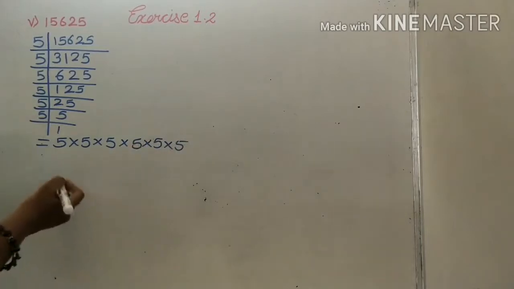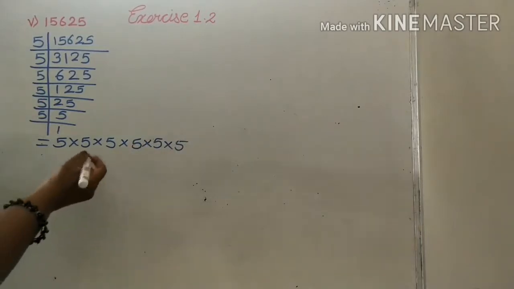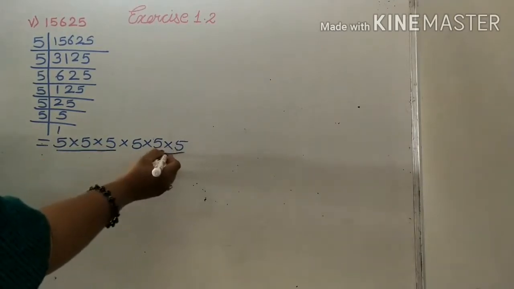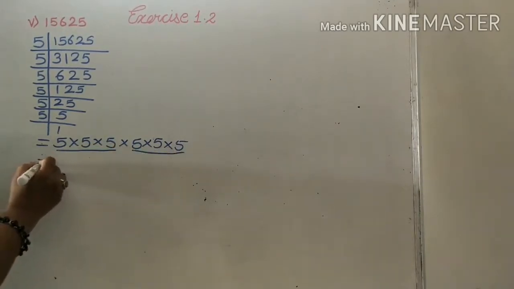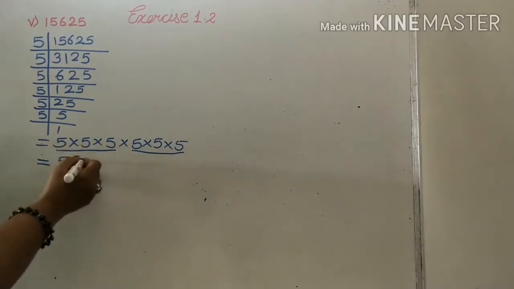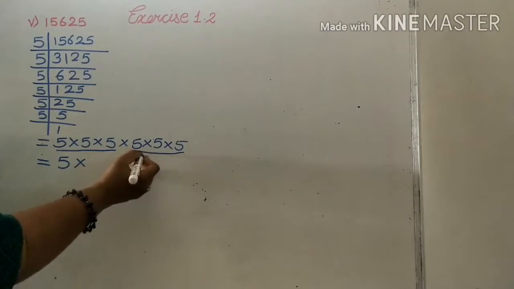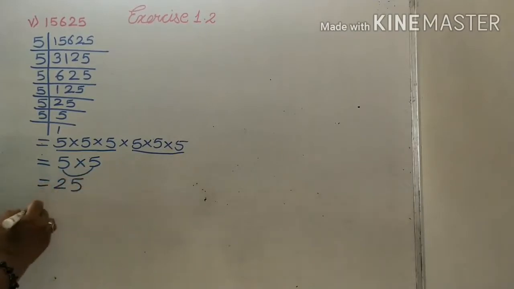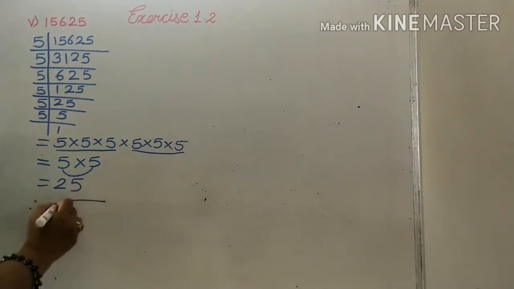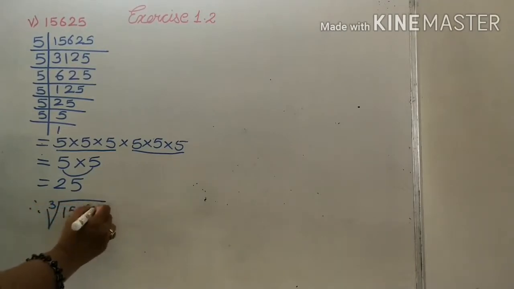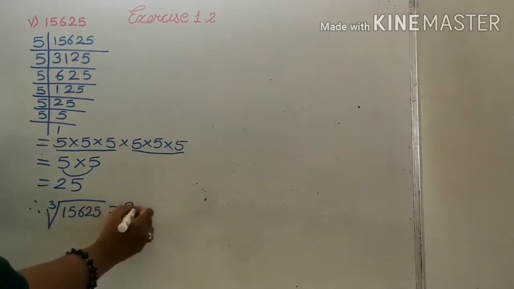So we have to form groups of 3 equal numbers. This is one group. This one is the second group. From each group we have to take one digit. From this group we are taking 5, multiplication sign, from the second group 5 comes here. Now multiply. 5 5s are 25. Therefore, the cube root of 15,625 is 25.